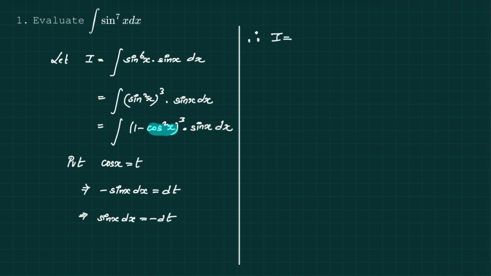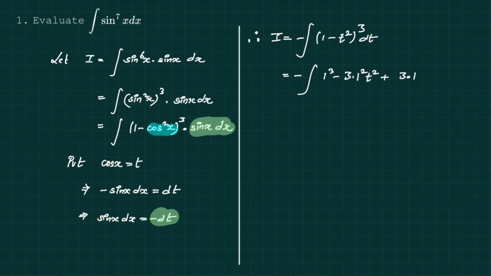Therefore my integral I will be equal to the integration of 1 minus, see there was cos square x, and since my cos x is t, so here I will write t square. So it is t square whole cube, and the value of sine x dx from here is minus dt. So my integral now becomes minus integration of, now let us expand this expression using (a minus b) whole cube, then we will have a cube minus 3a square b plus 3a b square minus b cube dt. So this equals minus integration of 1 minus 3t square plus 3t to the power 4 minus t to the power 6 dt.